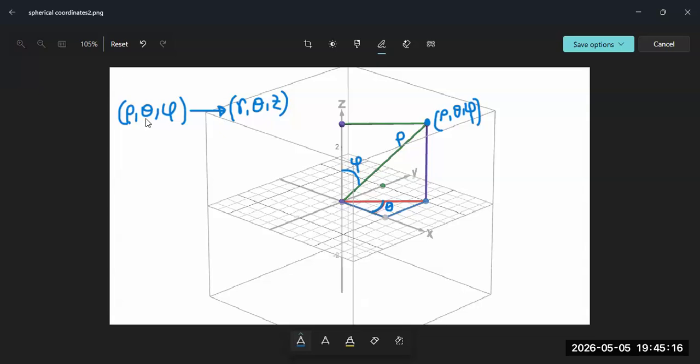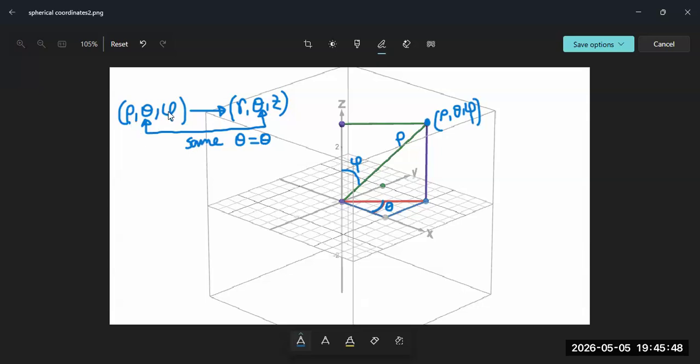Now, this theta quantity is basically unchanged between spherical and cylindrical coordinate systems. Basically, the definition of theta in spherical coordinate system and cylindrical coordinate system is the same. So any theta quantity in spherical coordinate system is the same as in our cylindrical coordinate system. So the theta quantity is unchanged.